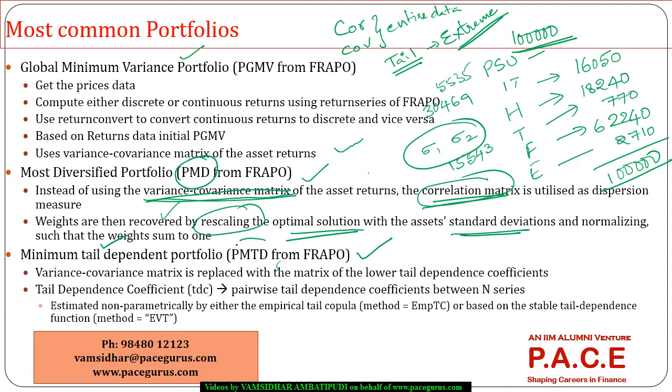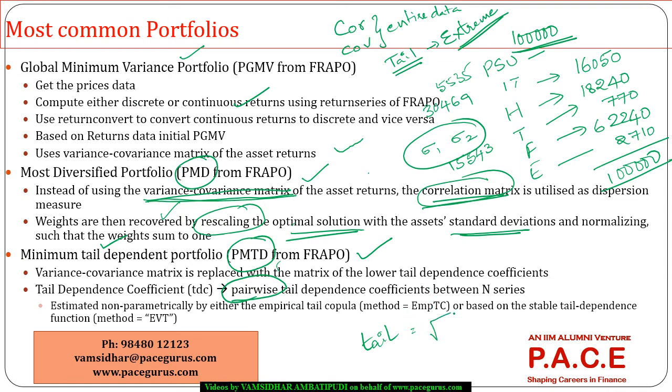And for that we are using a function called PMTD. The variance covariance matrix which we had in the earlier case, we are not taking that. We will be going with pairwise tail dependence coefficients. So we are trying to find out the pairwise tail dependence coefficient. And for the tail, I specify how many values out of the total constitute the tail. Based on that the correlations would be computed.